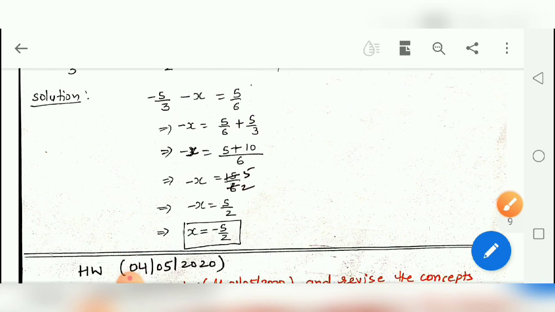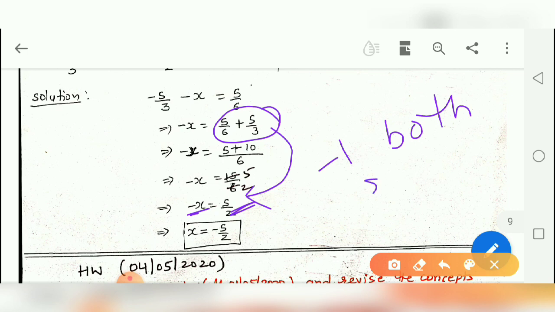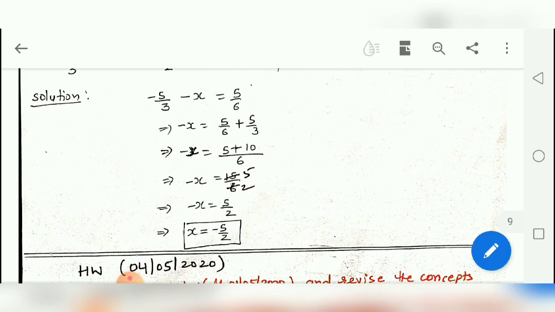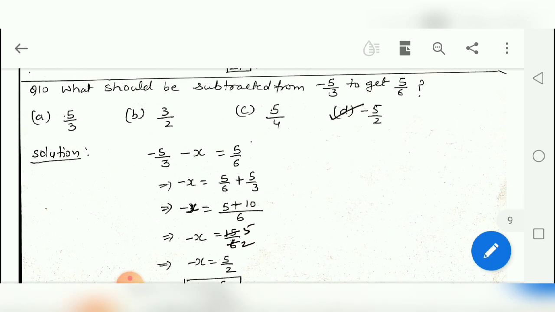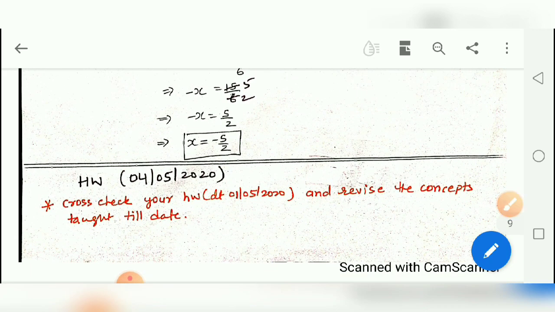Here I have solved this statement and get 5 by 2 as the answer for negative x. Now to make it positive, I will multiply negative 1 to both sides. So I'll get the value of x as negative 5 by 2. So this is our answer. So I'll take the D part as the answer. In this way we have completed our MCQs also.